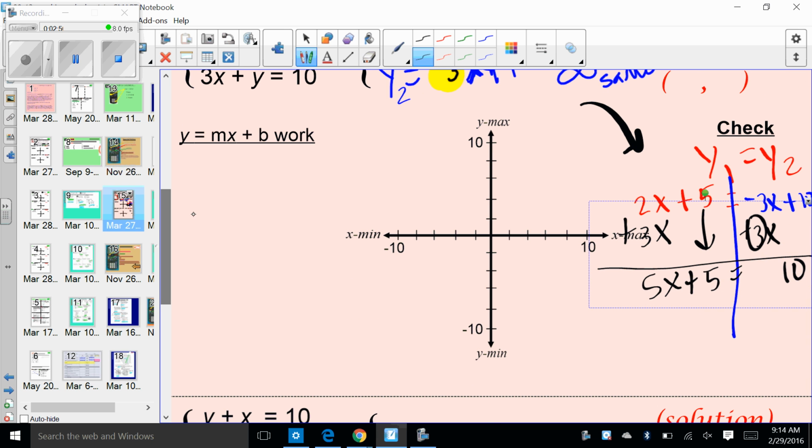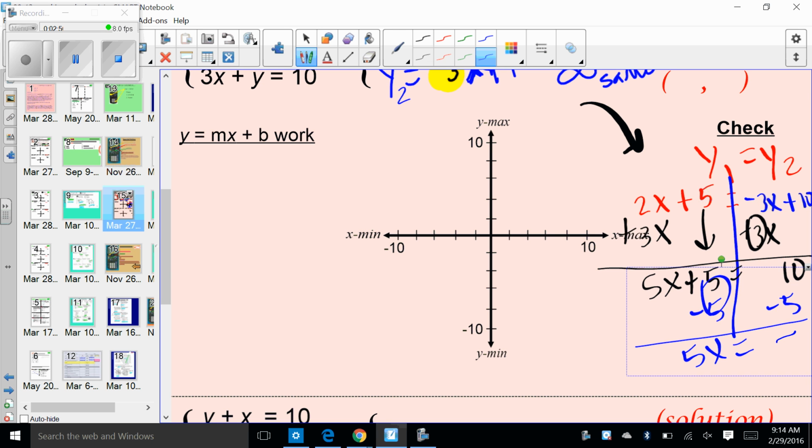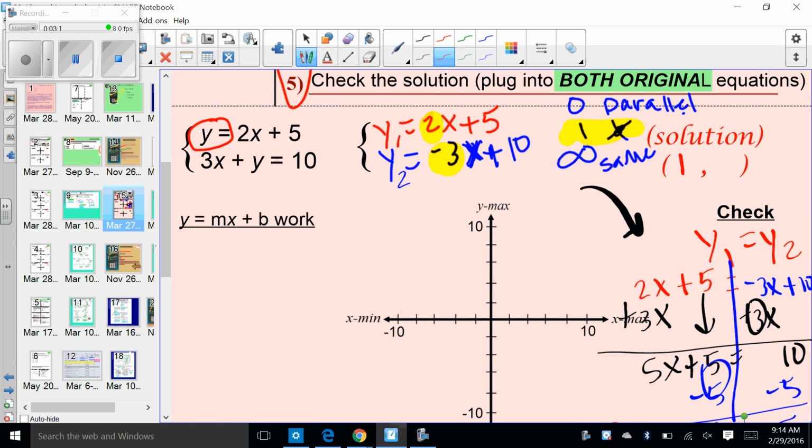Hand method kicks in then. So we subtract 5, copy, paste. And we have 5x equals 10 minus 5 on the right-hand side, which is 5. Our job is to solve for the variable x, get x totally alone. It's not alone right now, so we divide by 5, copy, paste. So we end up with x equals 1. So we know that the x coordinate in our solution is 1.